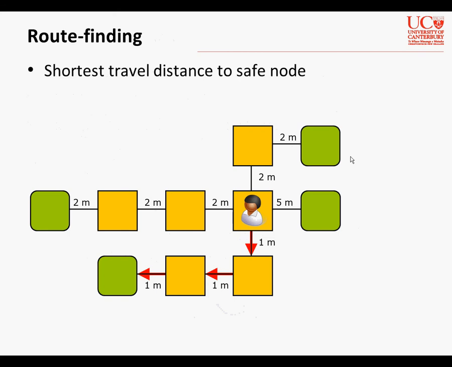There are a number of different route finding algorithms available in the model. The shortest travel distance to a safe node allows the agent to identify all of the safe nodes available and to work out which one has the shortest total travel distance. The least number of nodes algorithm allows the agent to figure out the minimum number of nodes that they need to travel through to reach a safe node. In the shortest distance to next node algorithm, the agent assesses the shortest distance to the neighbouring node to the one they're currently in.